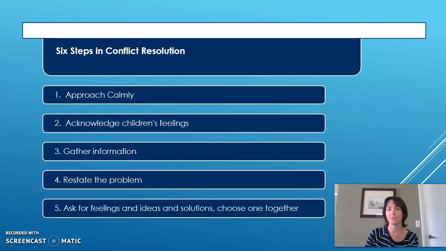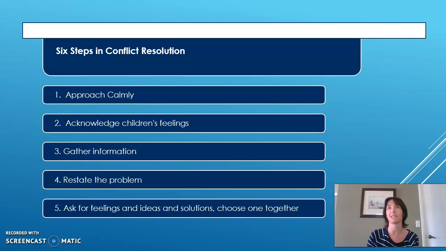Then you would ask for feelings and ideas and solutions. And then you would choose one together. So this is a step where you solve the problem. Does it matter what the solution is? No, as long as the two children are okay. Again, this is not about what we feel is fair, it's what we know that the kids want to do.